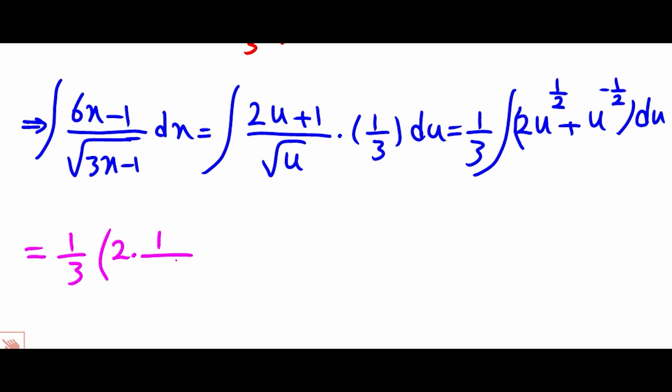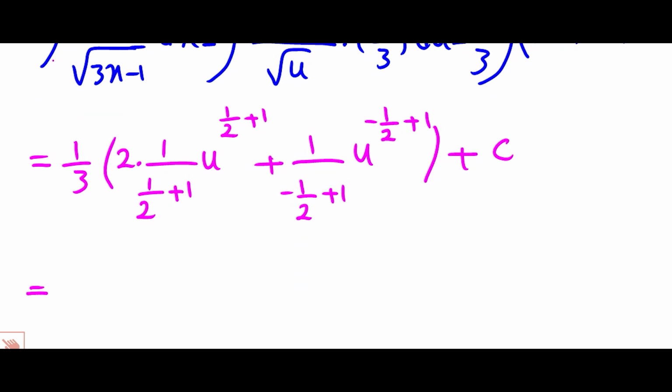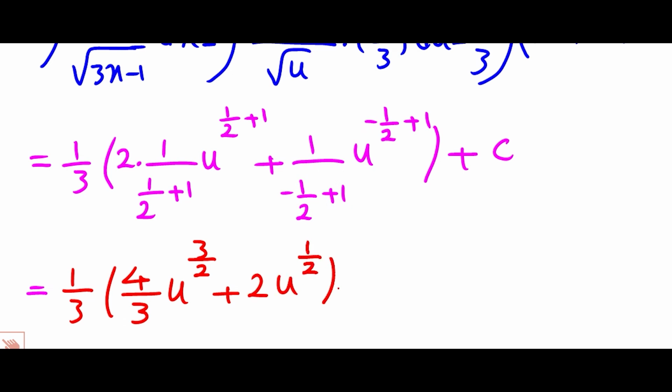2 times u^(1/2) becomes 1/(1/2 + 1) u^(1/2 + 1), plus u^(-1/2) becomes 1/(-1/2 + 1) u^(-1/2 + 1), plus C. So we have 1/3 times 1/(1/2 + 1) = 3/2, or 1 over 3/2 equals 2/3, times 2 equals 4/3 u^(3/2), plus -1/2 + 1 equals positive 1/2. So 1 over 1/2 equals 2 u^(1/2) plus C.